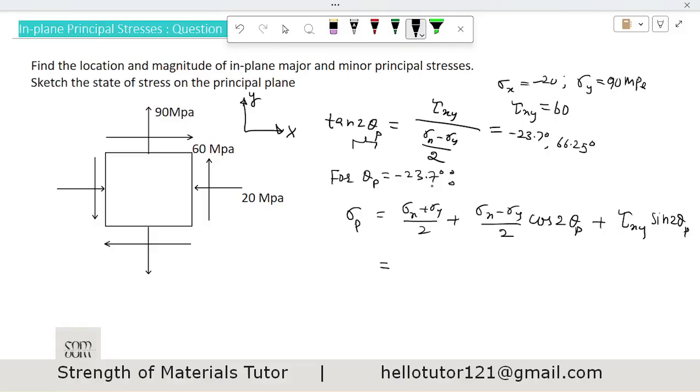So minus 2 times 23.7, okay. So I got the value of negative 46.4 megapascal approximately, okay.